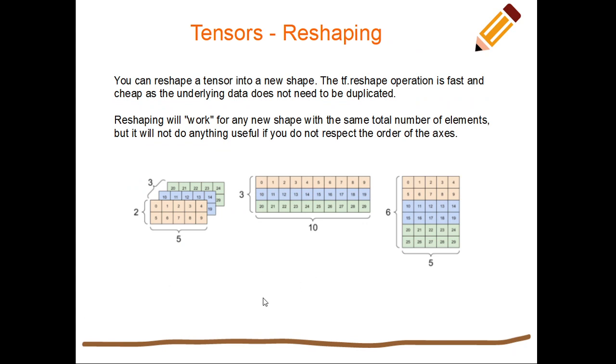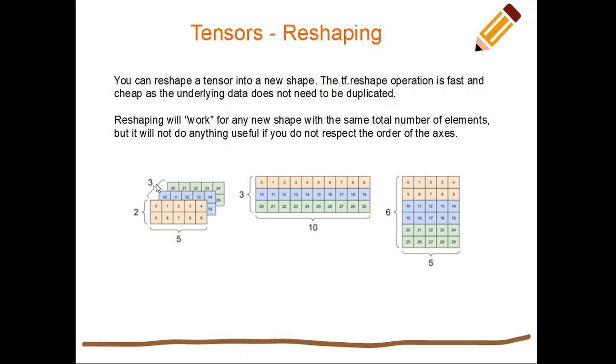We can also do the reshaping of the tensors. When the data comes from an external source, it may not be exactly in the form that is required to be fed to the neural network, and that is where the reshaping comes in. The constraint on the reshaping is the total number of elements.